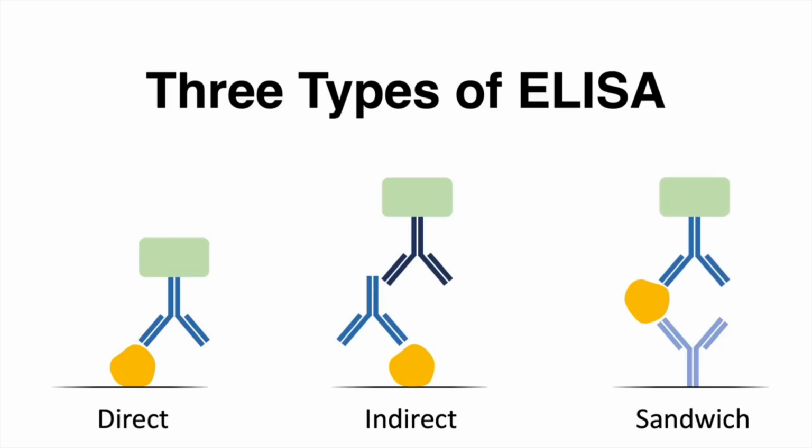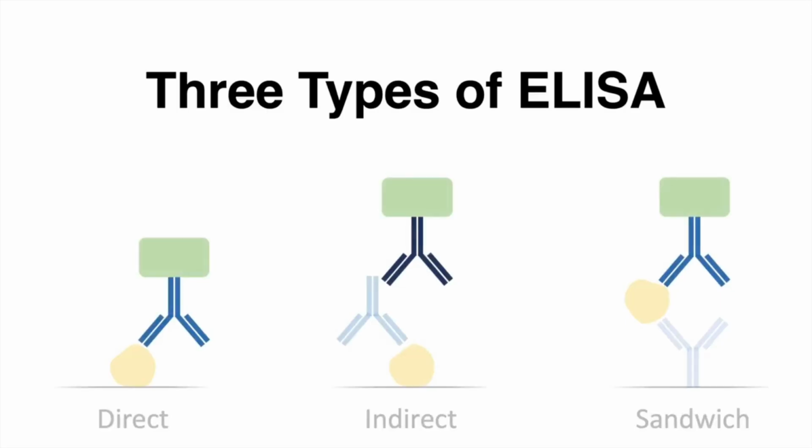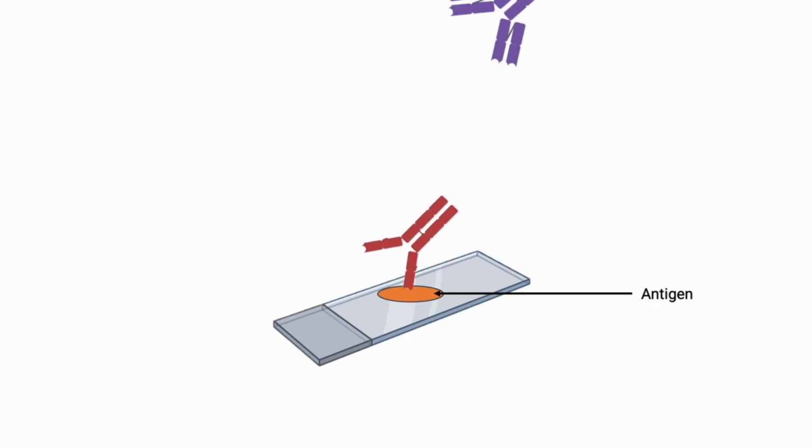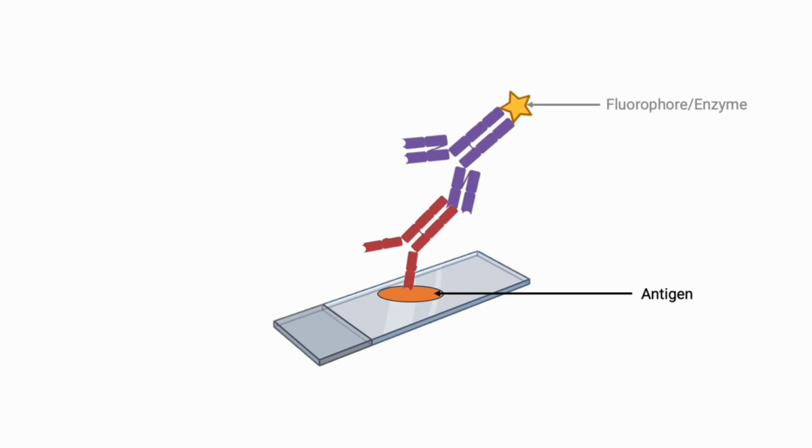So first is the attachment of the antigen to the solid surface, then incubation with primary antibody, then washing the unbound antibody out, then incubation with the secondary antibody and development of color. So there will be more amplification of the signal as compared to direct ELISA.